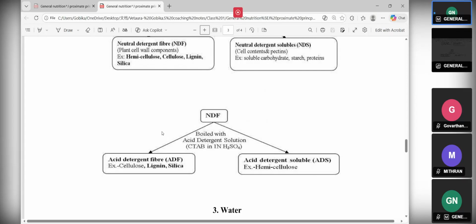That's all regarding the Van Soest method and proximate principles. Most of the questions will be asked in this aspect only. If you cover this content, it will be enough.